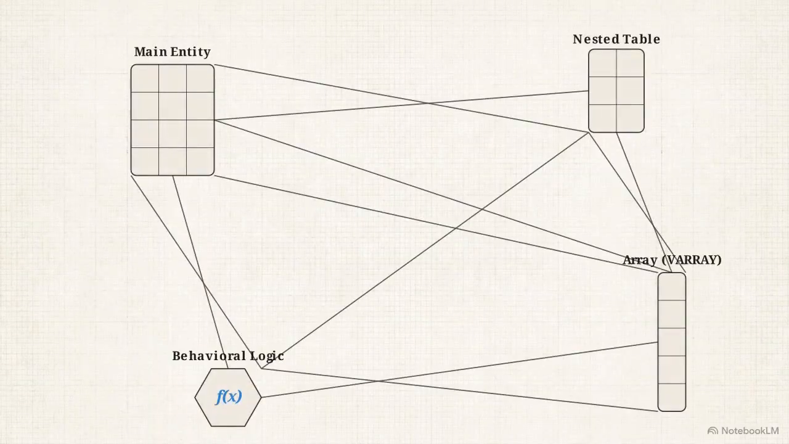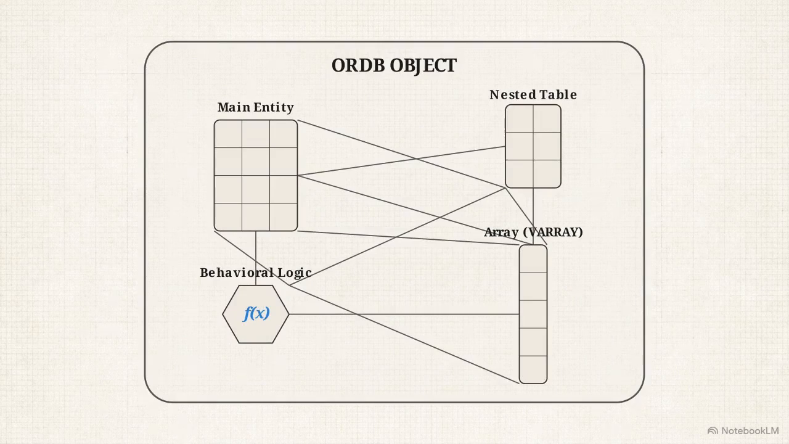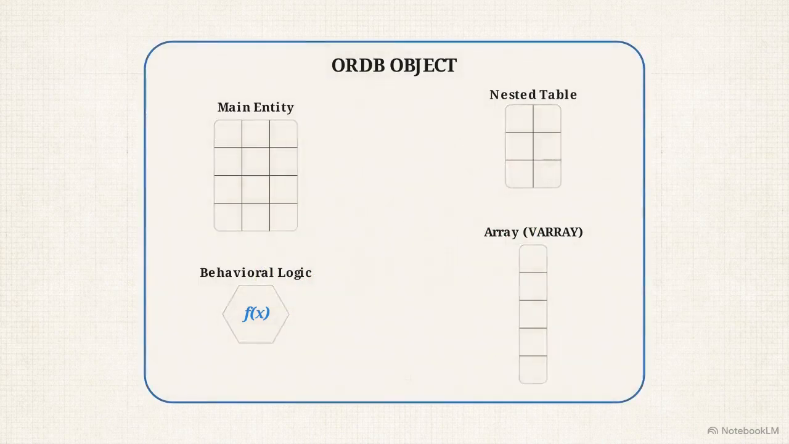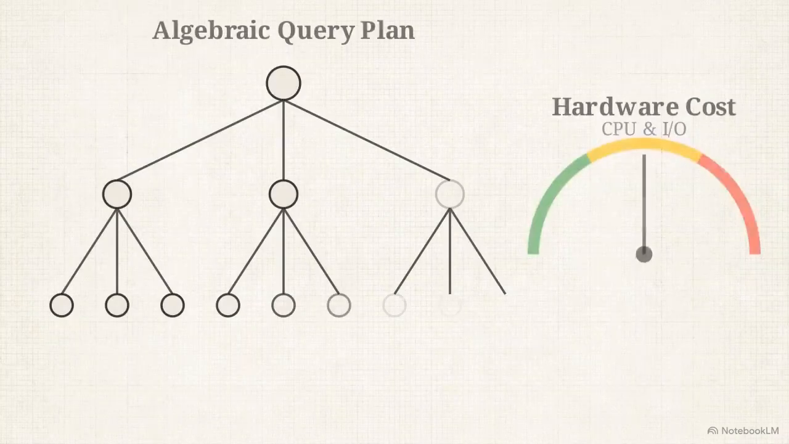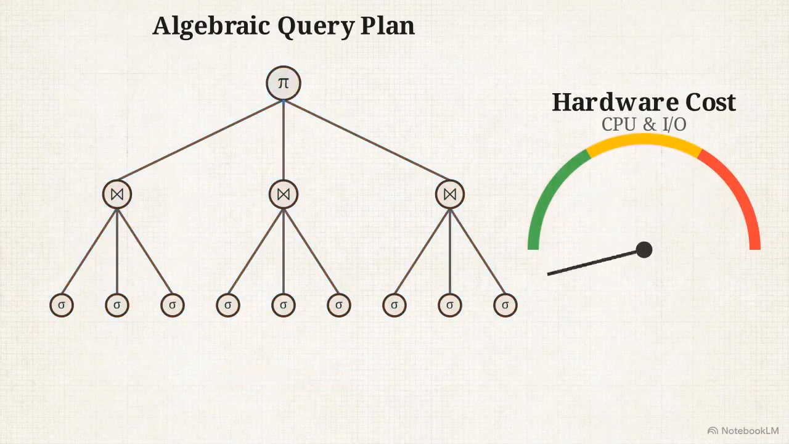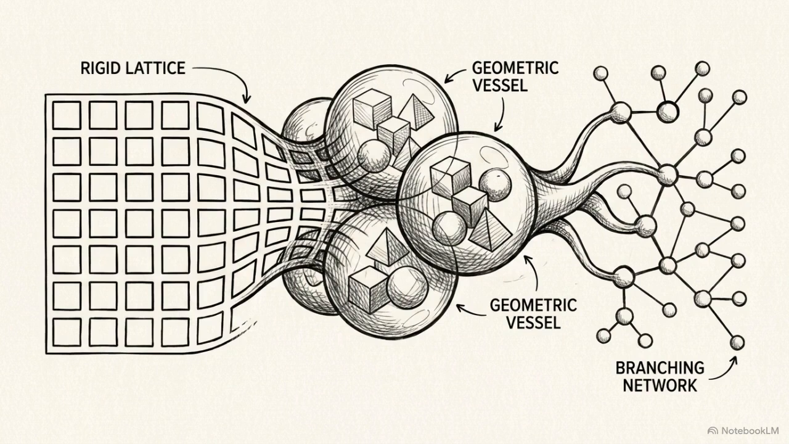Object relational schemas encapsulate structural data and behavioral logic into single units, utilizing nested tables and arrays to reduce the processing overhead inherent in relational joins. For semi-structured information, XML data types provide the flexibility to parse and transform unpredictable tree hierarchies without strict column definitions. Underneath these structures, the query optimizer relies on algebraic trees and indexing to retrieve this complex data with minimal hardware cost. Effective database engineering requires aligning the physical storage structure with the real-world complexity of the data it represents.